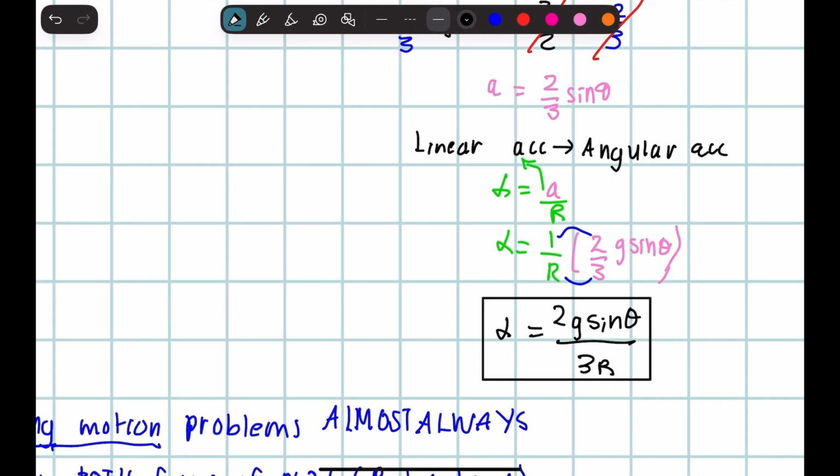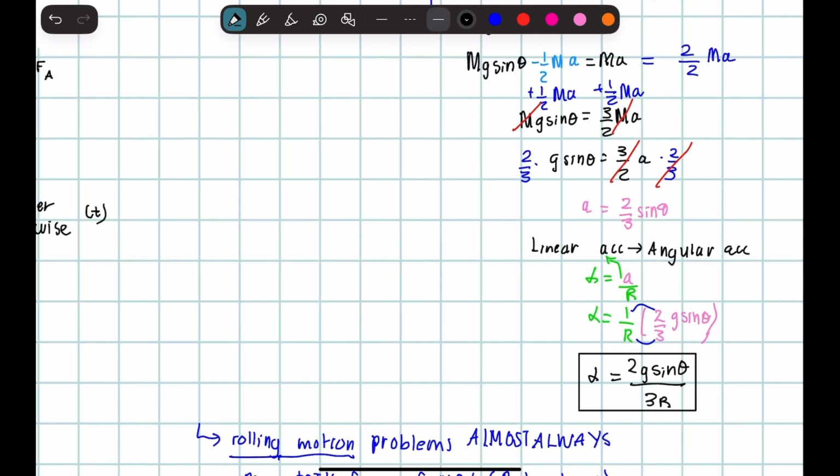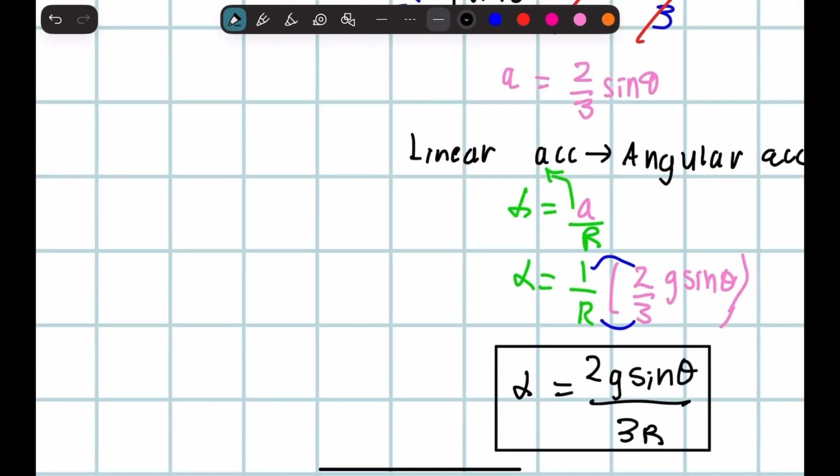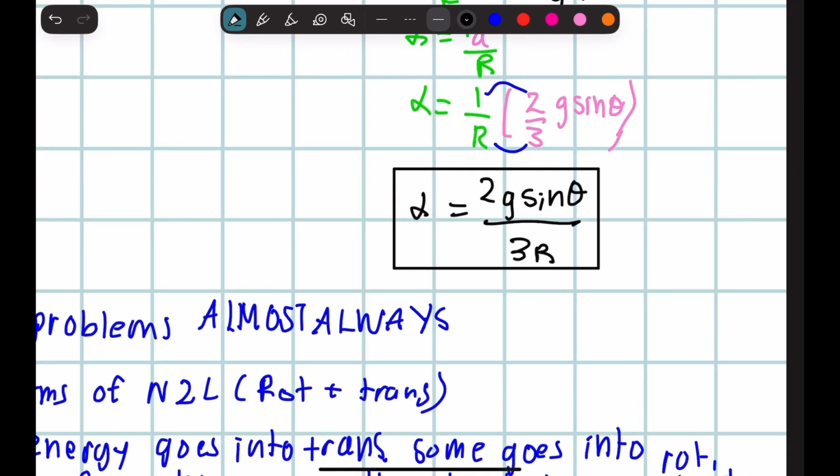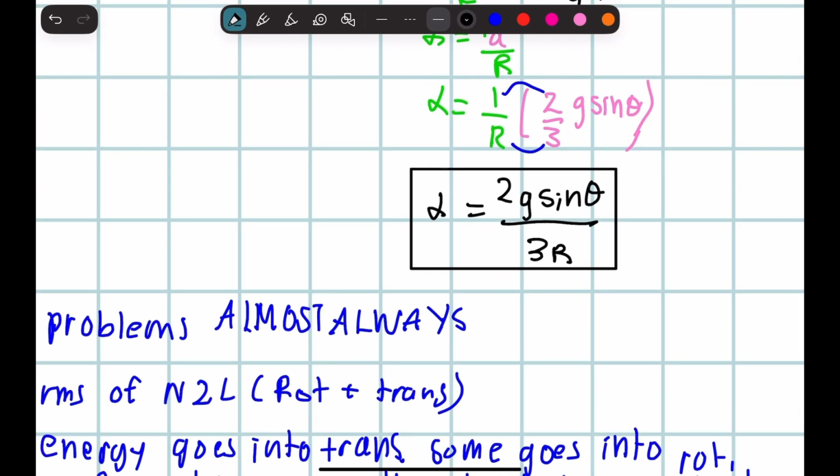Now we have this in linear acceleration, but we want to convert it into angular acceleration. We take the formula that we already have for angular acceleration, and we see that it has a. So to get the full expression for the angular acceleration, you substitute in the linear acceleration, a equal to 2/3 g sine theta. You can factor out the 1/r to make it easier to multiply and visualize. So in your finalized form, the angular acceleration is equal to 2g sine theta divided by 3r.